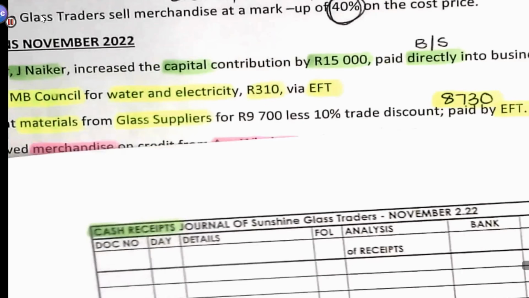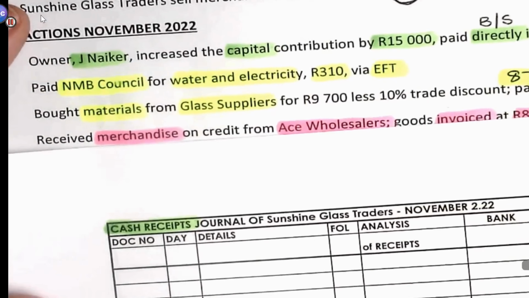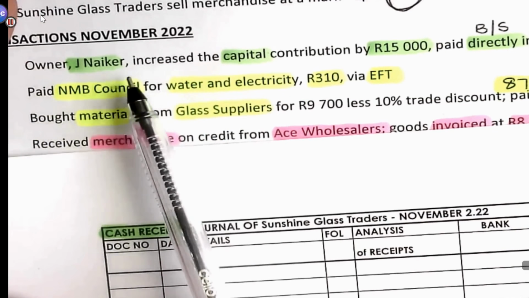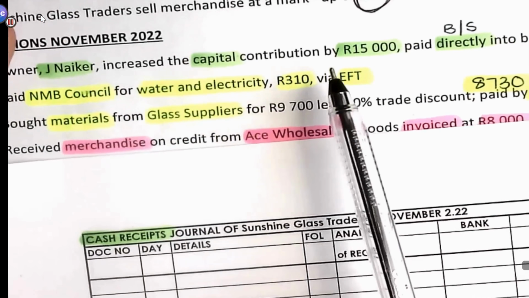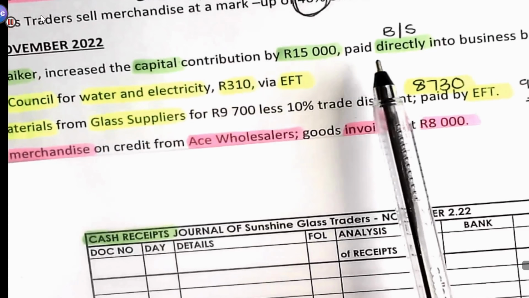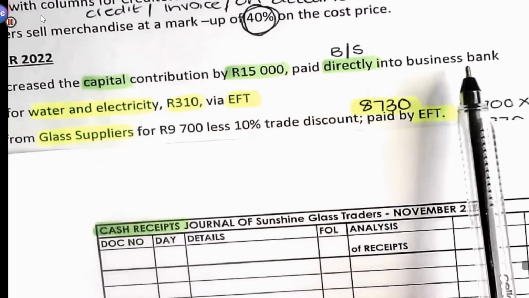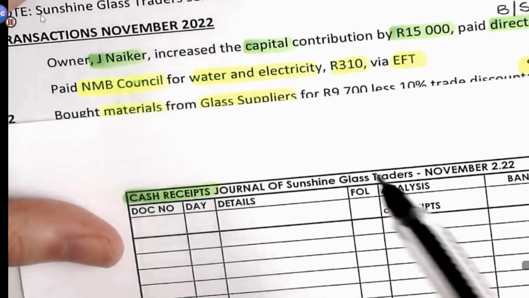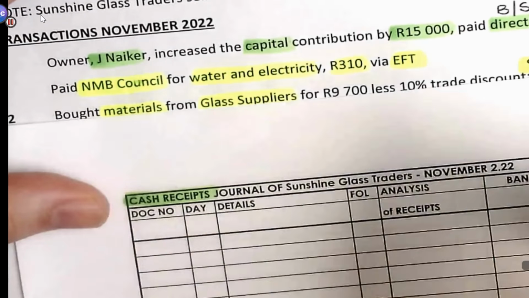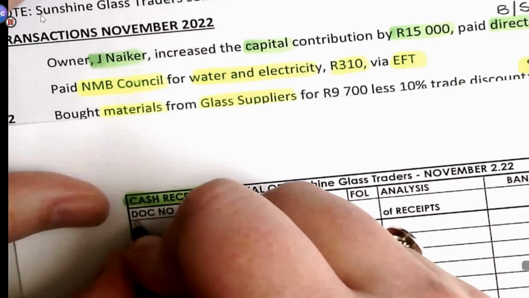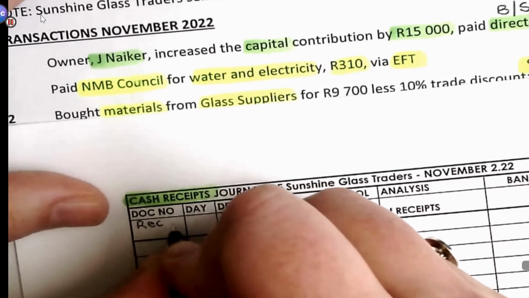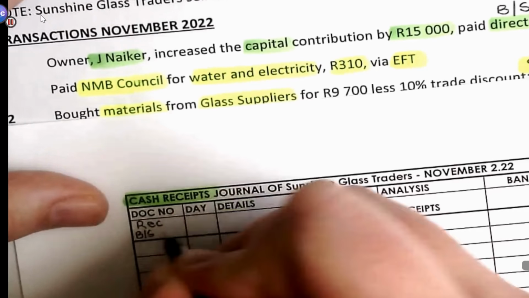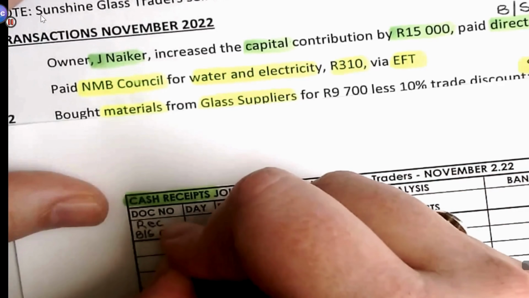Alright. So the first transaction we're looking at says here, the owner, J. Naker, increased the capital contribution by 15,000 Rand paid directly into the business bank account. The first step is they want to know what is the document. With the CRJ, there's only three options. It either could be a receipt, or it could be a bank statement, or it could be a CRR.